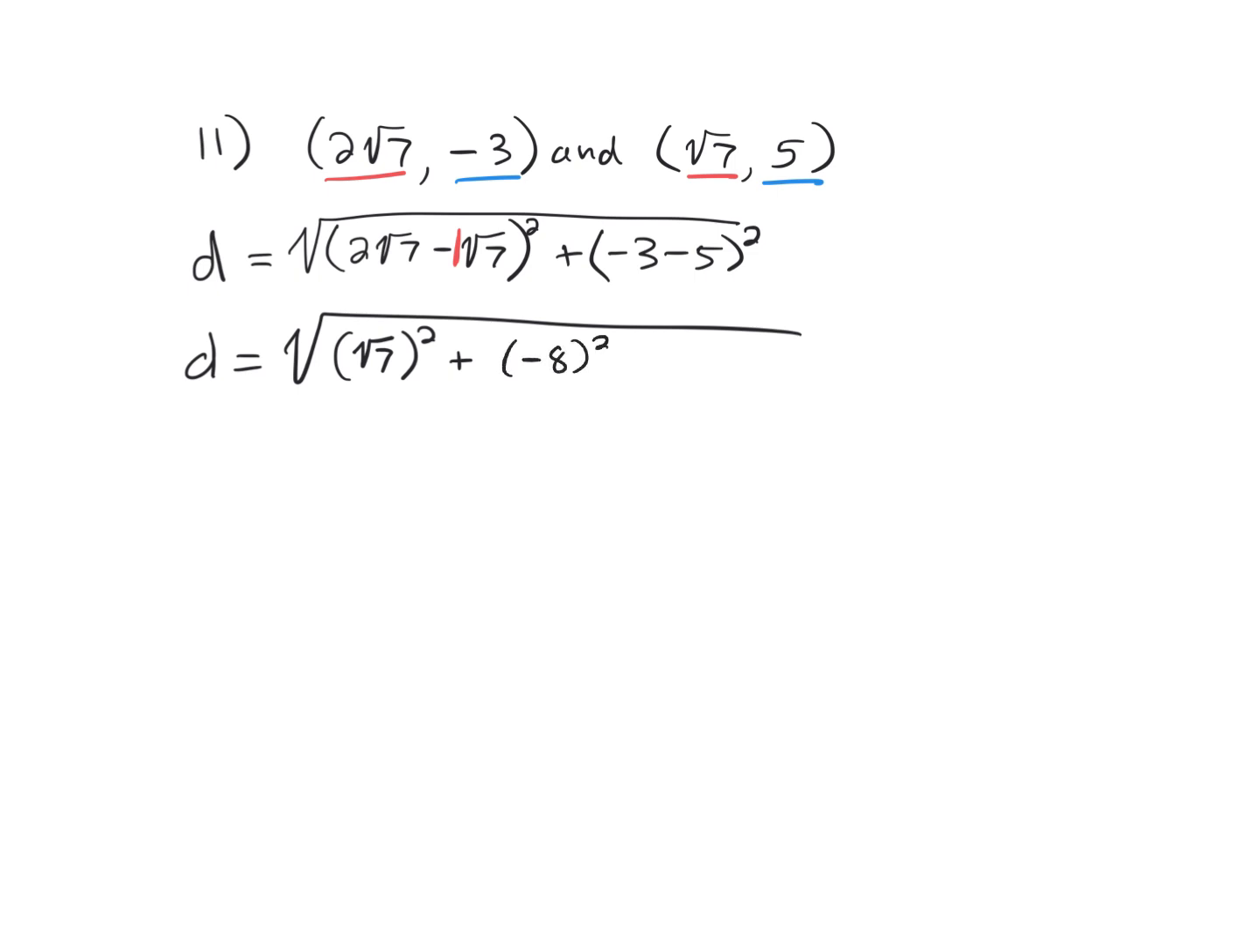Please put that in parentheses so that you don't accidentally think that the answer is a negative 64, because it's not. When you square a number, it is always positive. Now here, when I square a square root, they undo each other and I get 7. For the second one, I get a positive 64. So when I add those together, I get the square root of 71, which cannot be simplified.